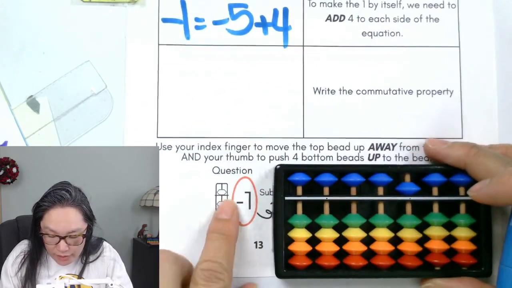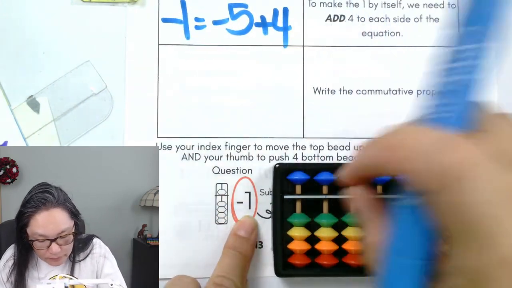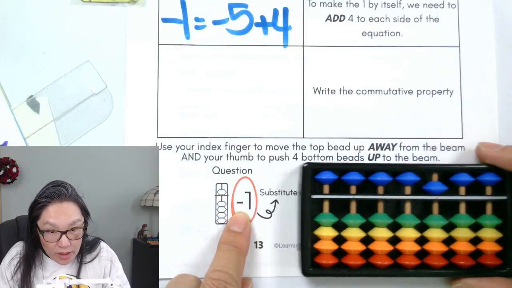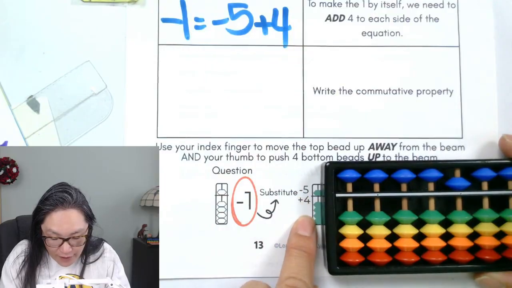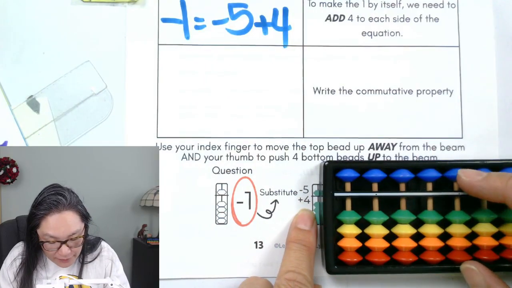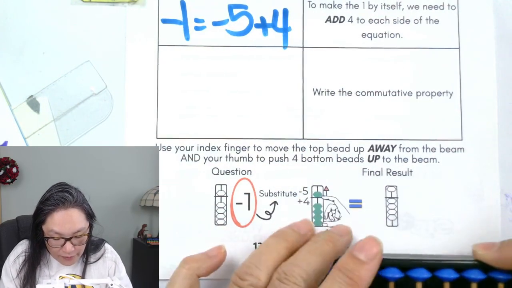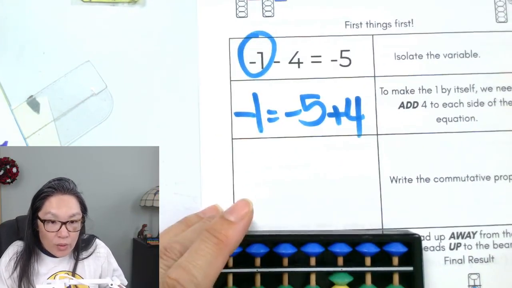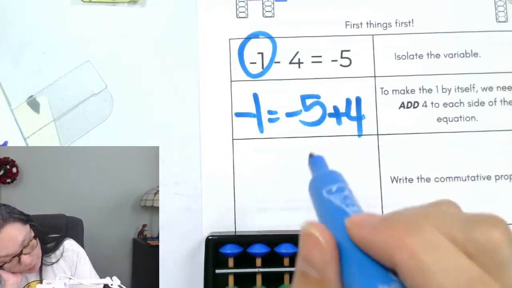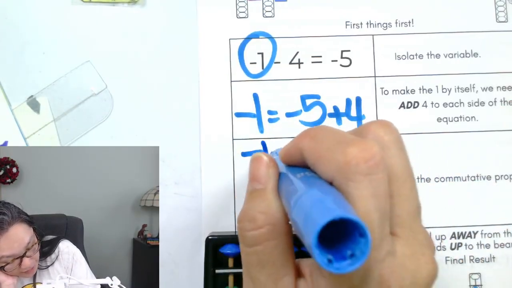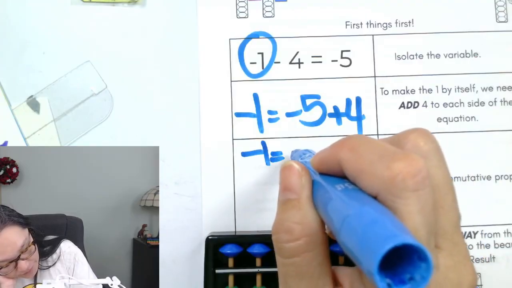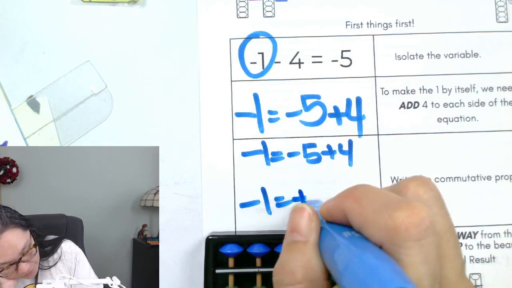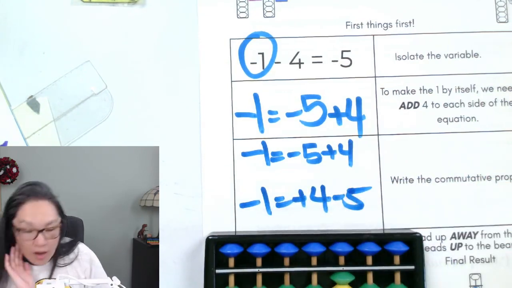So here's our question: 5 minus 1. So I have the 5 and I take away the 1. When I take away the 1, there's not enough. So I substitute minus the 5 plus the 4. Minus the 5 and add the 4. So my final answer is 4. 1, 2, 3, 4. When I look at my commutative property, I want to make sure I can write it both ways. Minus 5 plus 4, or plus 4 minus 5.